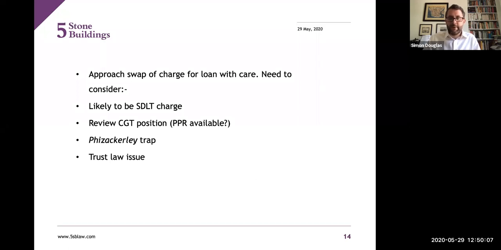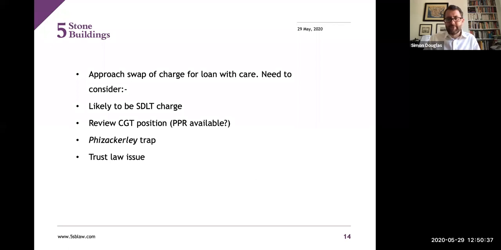I think there probably are, because what we've seen today is that nil rate band discretionary trusts give rise to all sorts of unexpected tax and trust law issues. The thing that I mentioned at the end there, the Fazakerley trap, is a common one, which can arise where you're implementing a nil rate band through a loan scheme. There's a risk that you'd fall into the reservation of benefit rules.